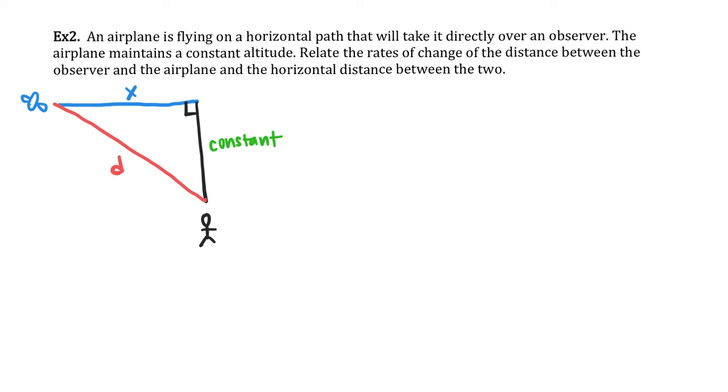I don't know what the constant is. It might be 1,000 meters. It might be 200 meters. I don't know what it is. But just initially, I'm going to set up the relationship using the Pythagorean theorem. So this is x squared plus some constant squared equals d squared. Pythagorean theorem again. I want to find the related rate of change. It's going to be with respect to time because the plane is moving as time goes by. So let me go ahead and find the derivative.